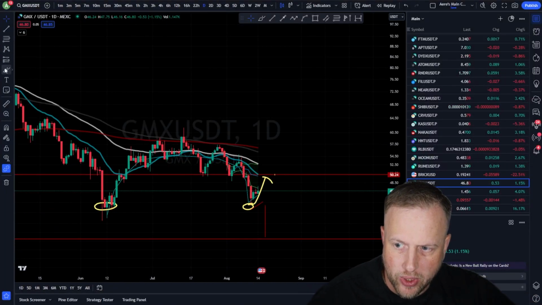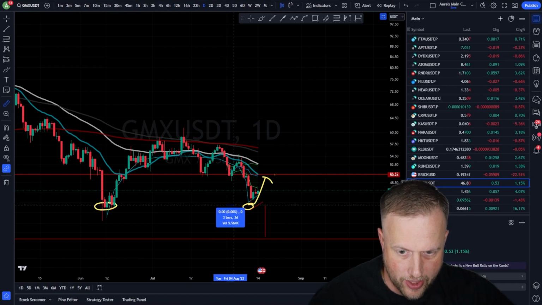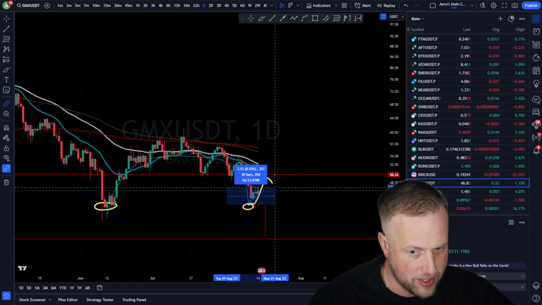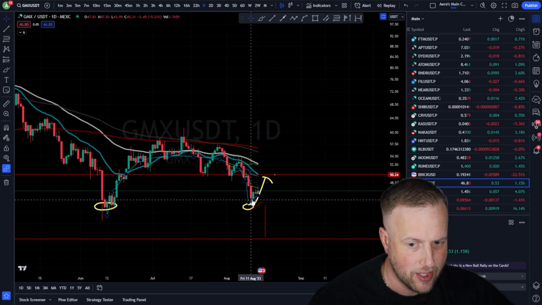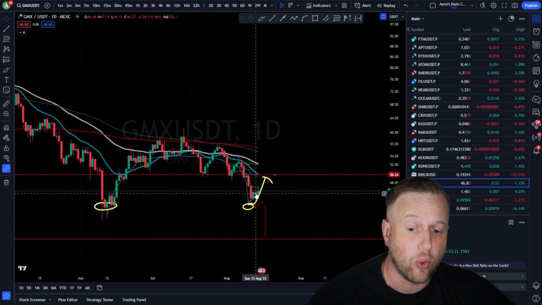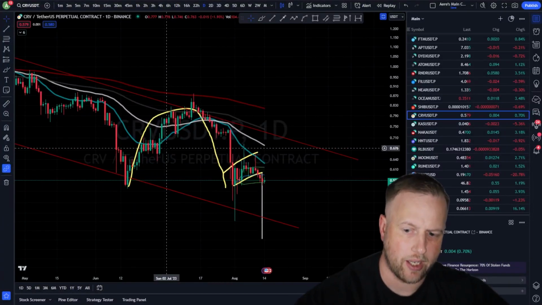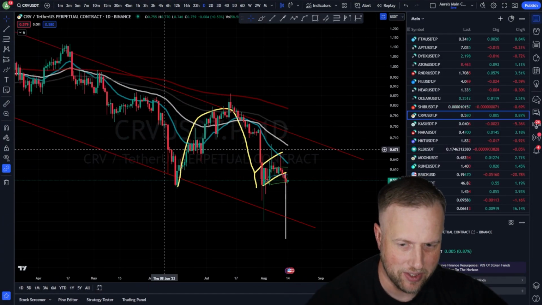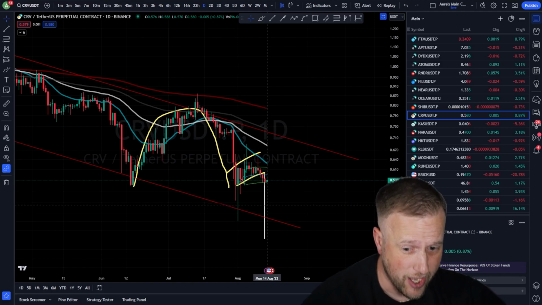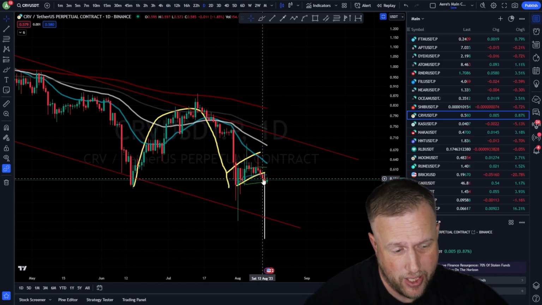GMX, I said, look, we're getting a double bottom on it, right? And then what else am I saying? Since then, it's gone up 8%. But I said, watch out for this potential inverse cup and a handle to play out. CRV I called. I've called a lot on CRV lately. But look, it's starting to break down the inverse cup and a handle.